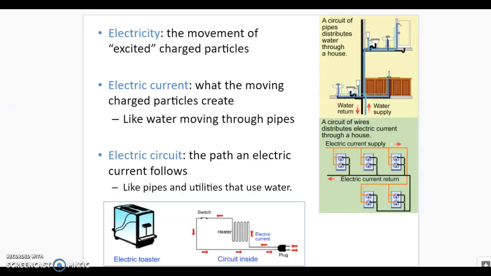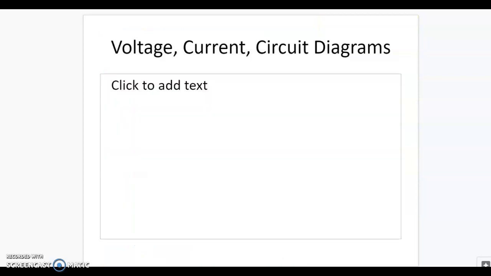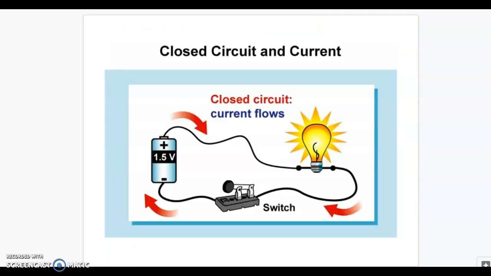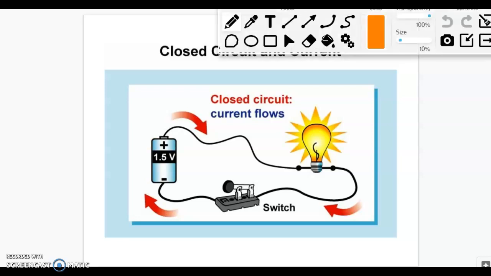So we started off with open circuit and closed circuit. One of the things that you do need to know off of this is that current always flows from positive to negative. You need to know that. So when we draw that on a circuit, it usually goes from the positive end of the battery to the negative end of the battery in a closed circuit. That's kind of it.